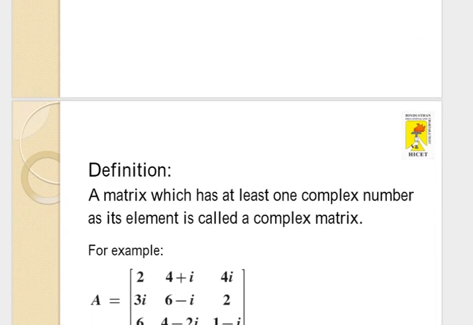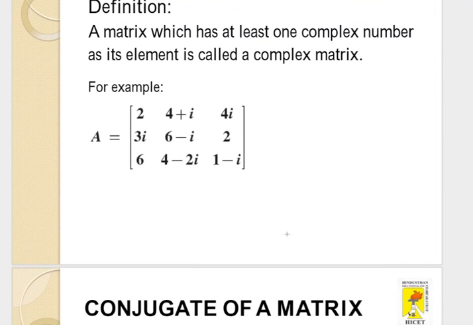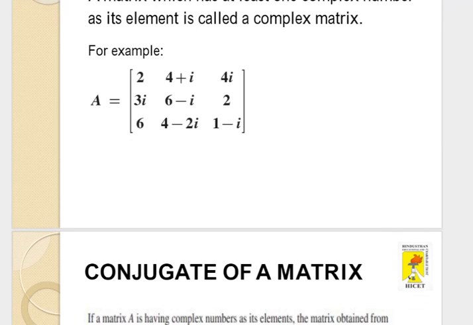Definition. A matrix which has at least one complex number as its element is called a complex matrix. For example, A equal to 2, 4 plus i, 4i, 3i, 6 minus i, 2, 6, 4 minus 2i, 1 minus i. In this, some of the elements 3i, 4 plus i, 4i, 4 minus 2i, and 1 minus i are complex numbers. So A is called a complex matrix.